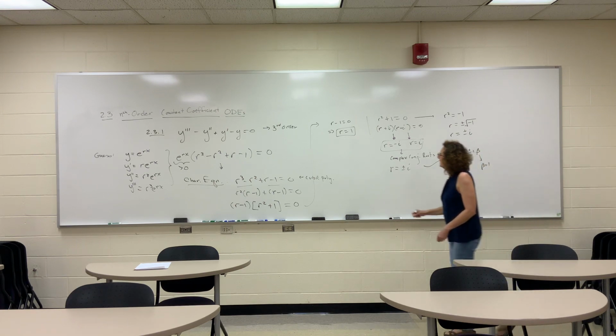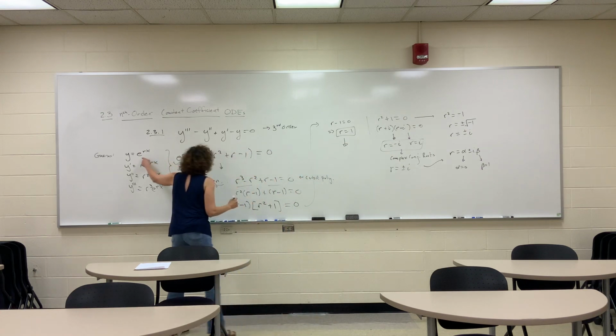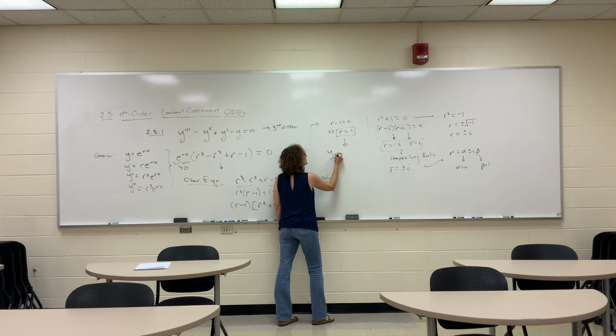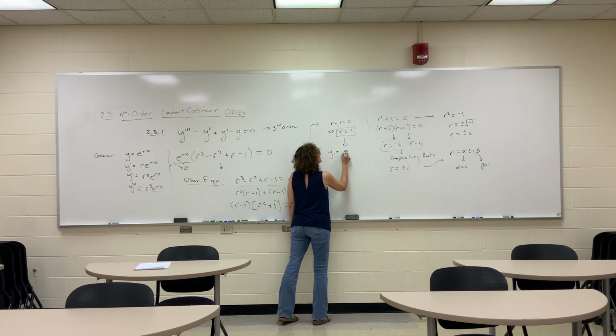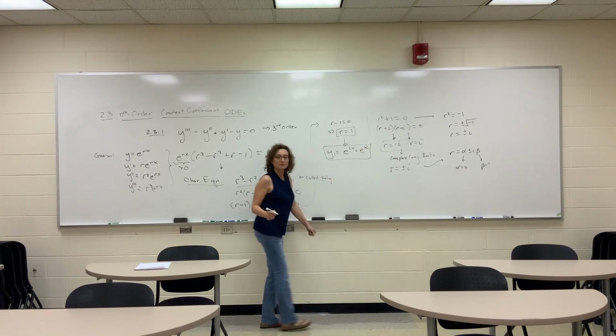Okay, so the root r equals 1 gives rise to a solution e to the rx, where r is 1. So this gives rise to a solution y1, which is e to the 1 times x, which is just e to the x. That's y1.